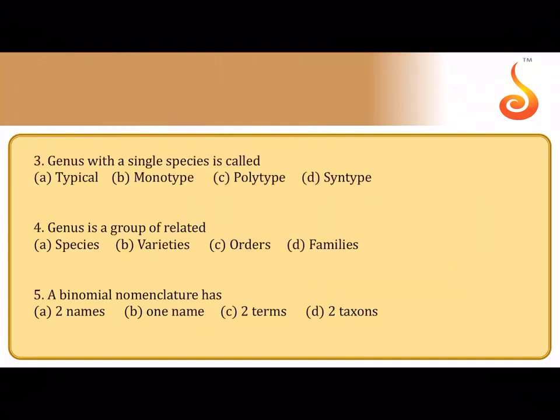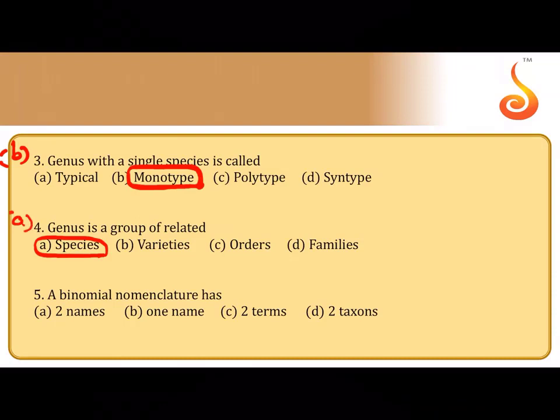A genus with a single species is referred to as a monotypic genus. Say for example Mangifera indica. This is only an example. Say indica is the only species under the Mangifera genus. Then we call Mangifera monotypic. Okay. So it is the second option. Fourth one. Genus is a group of related species, because the species is the bottom of the ladder and above the species we have genus. We have put together related species in the same genus.